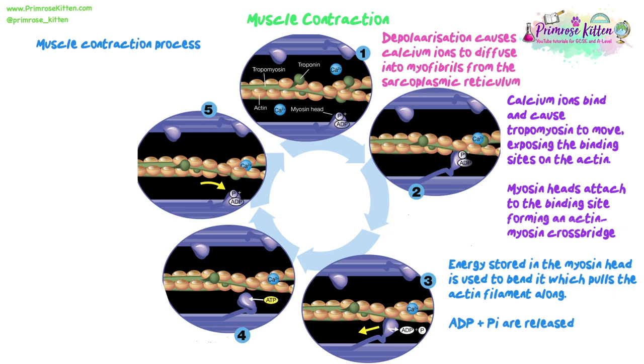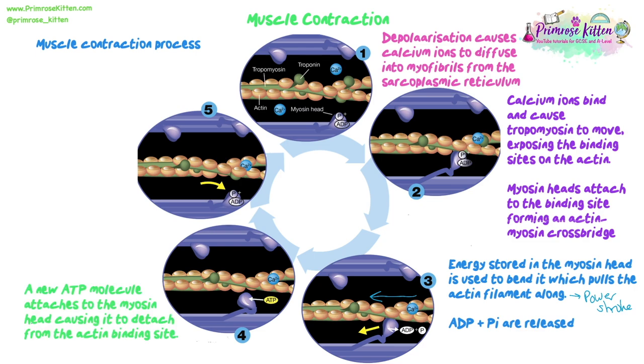But that energy that's stored in the head, you'll see we've got ADP and Pi there, is used to bend the head. Like we said, it has that ability to move on that hinge shape, and it pulls the actin filament along. And that ADP and Pi are then released. This movement is known as the power stroke, and it pulls the actin filament along the top of the myosin.